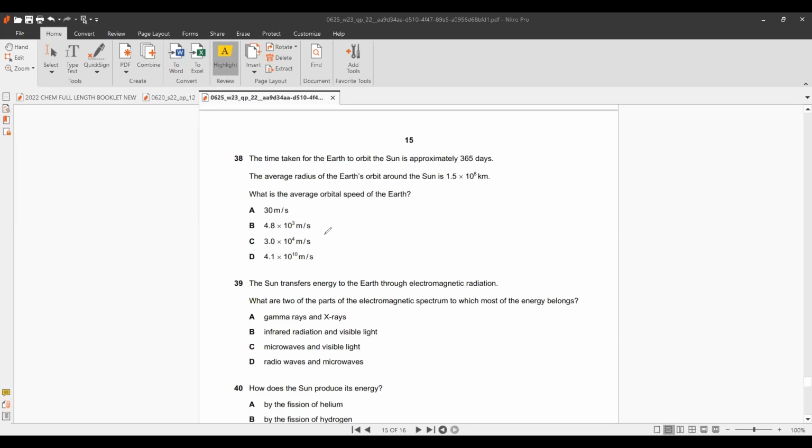Moving on to the next one, we have to find the orbital speed, which is 2 pi r over t. What is the radius given? 1.5 into 10 raised to power 8 kilometers. So it would become 1.5 into 10 raised to power 11 meters, because kilo is 10 raised to power 3, and 3 plus 8 would be 11, divided by 365 times 24 times 3600 in order to convert it into seconds. So the right option would be 30 meters per second. Sorry, 3 into 10 raised to power 4 meters per second.